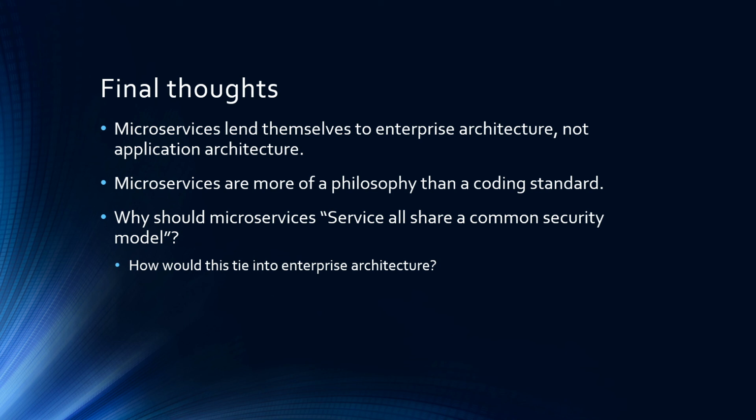Why should microservices all share a common security model? Remember that microservices can call microservices can call microservices. How would the lowest level microservice know the security context of the call that's being requested if they don't share a common security model? In other words, each microservice should pass its security context on to the next microservice that should be able to validate that security context on its own without any other resources.